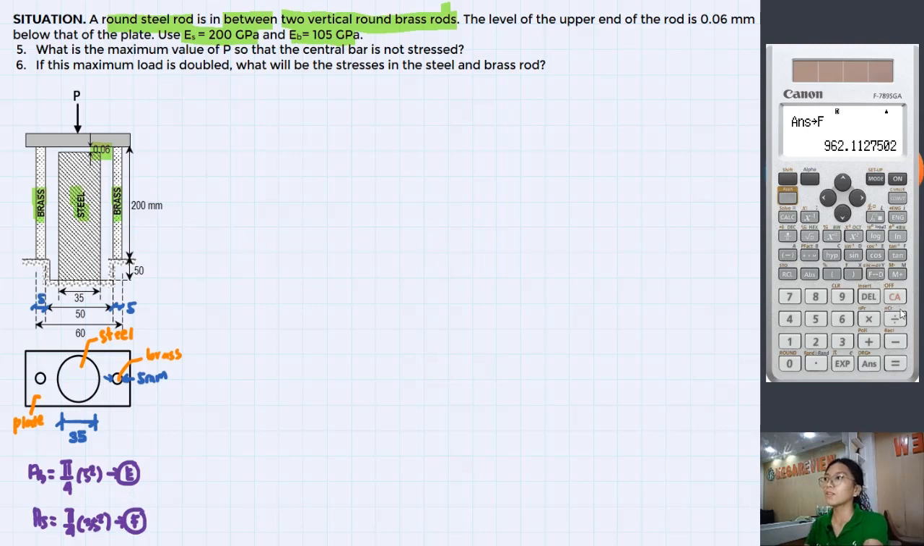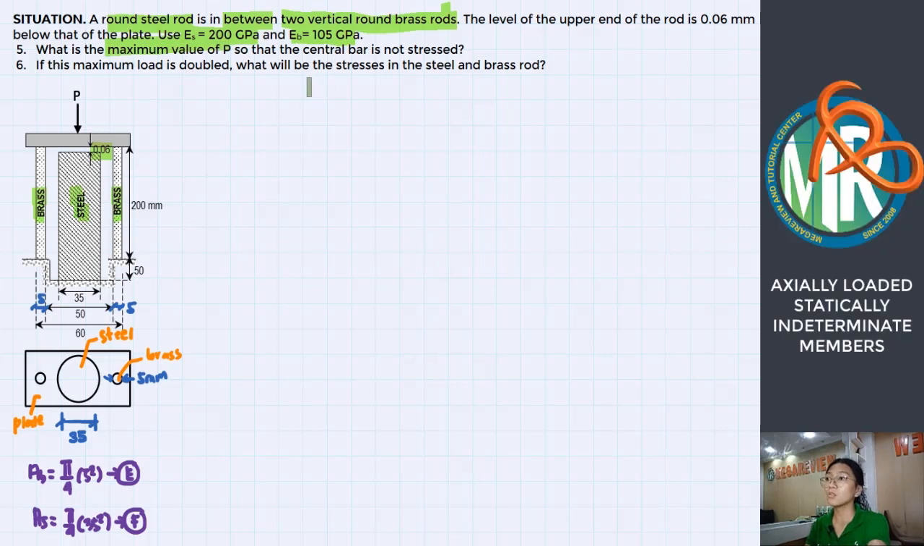Okay? Now, back to the question: what is the maximum value of P such that our central bar is not stressed? So, let's use our two equations, the equilibrium equation and the compatibility equation. Let's start with the equilibrium equation. When is our central steel bar not stressed? When it gives no reaction to the load P you applied. Right? So with that, only the two brass rods will resist.